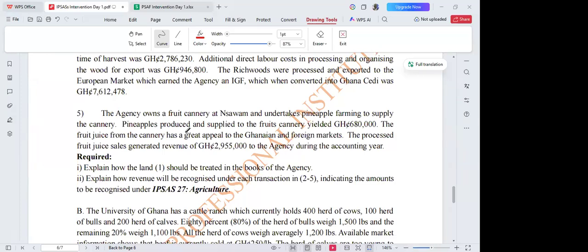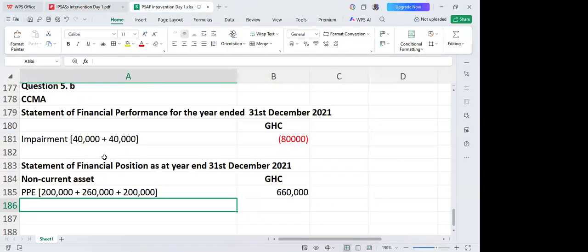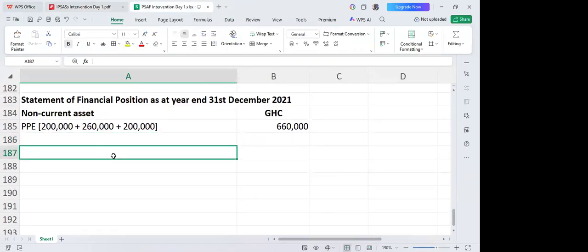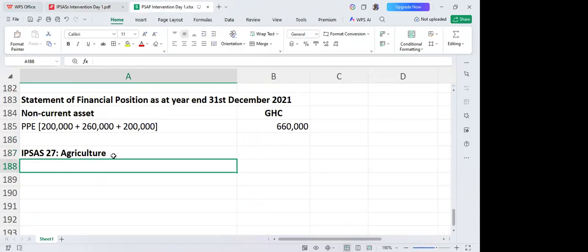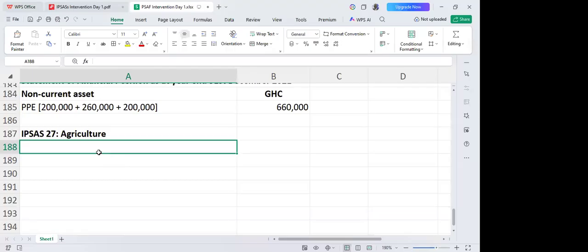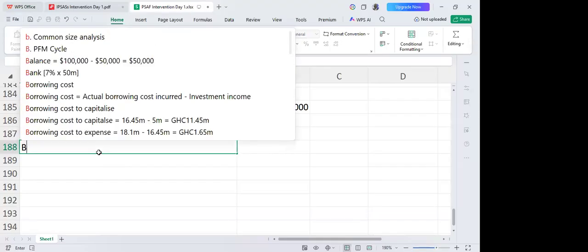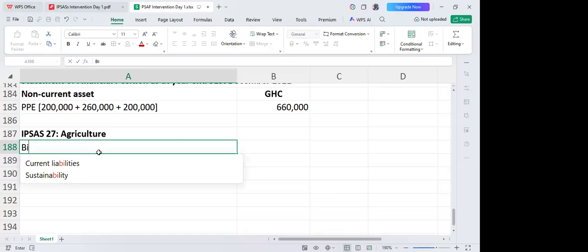Okay, thank you. How do we go about this? So first, let's look at agriculture a little before we zoom in. Agriculture, which is IPSAS 27, you should know that it deals with two major items: biological assets and agricultural produce.